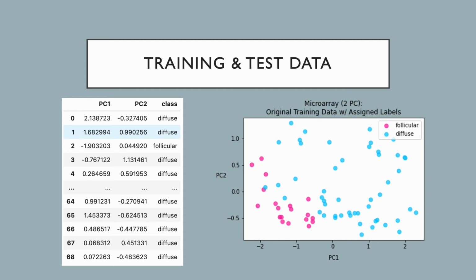And on the right is a scatter plot for the data with the ground truth labels. These labels are part of the public data set, and they were assigned by the original researchers. These labels will be used to compare our K-means clustering labels to assess our model's accuracy. Also, we will set aside 8 samples to test our K-means model in order to evaluate its performance on unseen data.